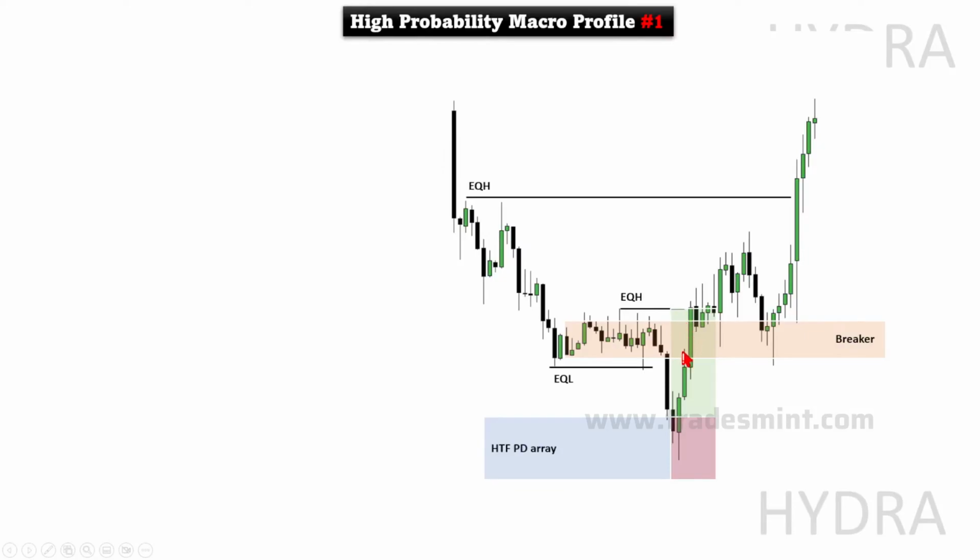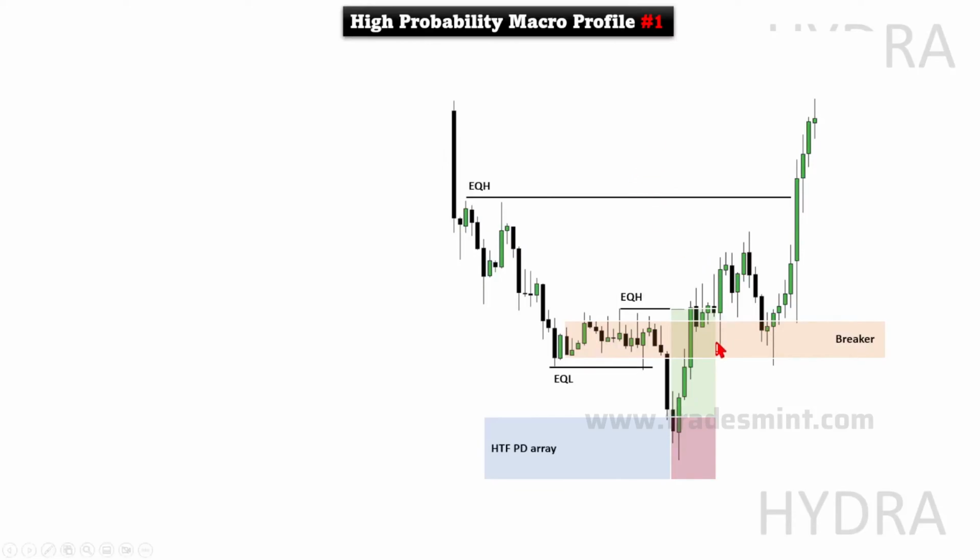Once price generates this fair value gap, listen to the rules, folks. The fair value gap will have to get generated at the candle that clears out the relative equal highs. Okay, the candle that clears out the relative equal highs, if that candle has a fair value gap, only then you will consider these up close candles as a valid breaker. Without this fair value gap, this breaker alone will not work. Okay, if it's working, if you are seeing it working, it's only going to be like 10-20% of the time.